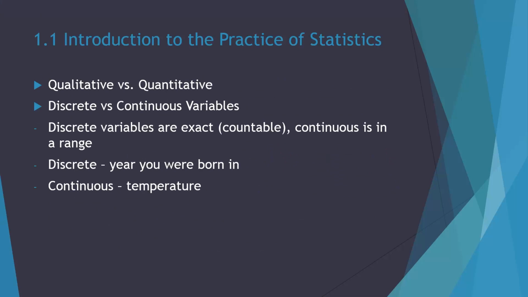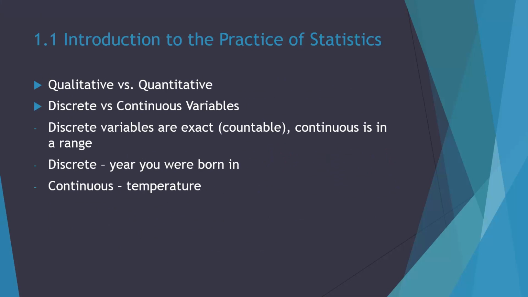So an example for discrete could be the year you were born. For continuous, it could be the temperature. Now, for both of these, the year you were born is discrete. You were born in a certain year. You were born in 1980, or in 1992, or in 1954.